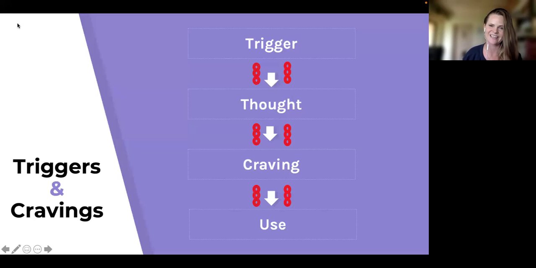The way that I like to conceptualize it, it just kind of makes it simpler for me to keep track, is to think of how each component here, the trigger, the thought, the craving, and then the use, are connected in a link of chains, and you can cut that chain at any point, but it's much easier to cut it higher up than lower down. So really, the further upstream you can get in interrupting the sequence of events, the more time and effort it's going to save the patient.